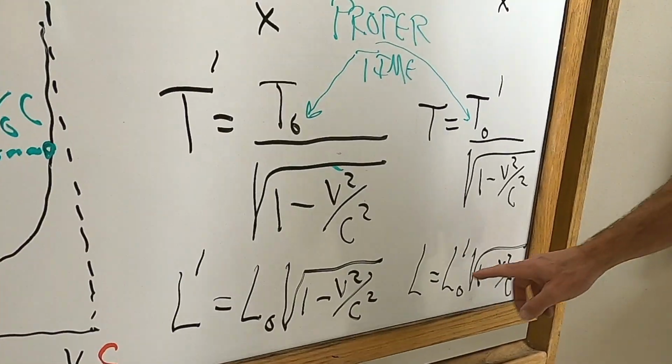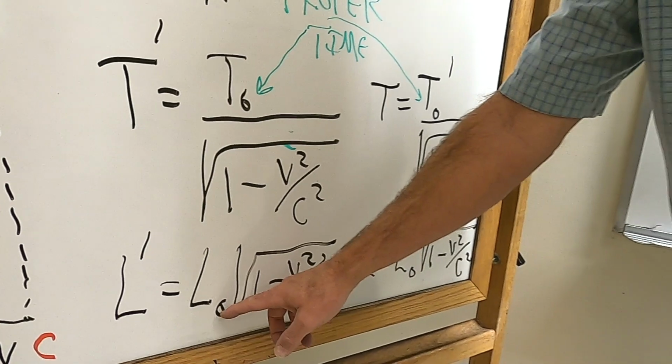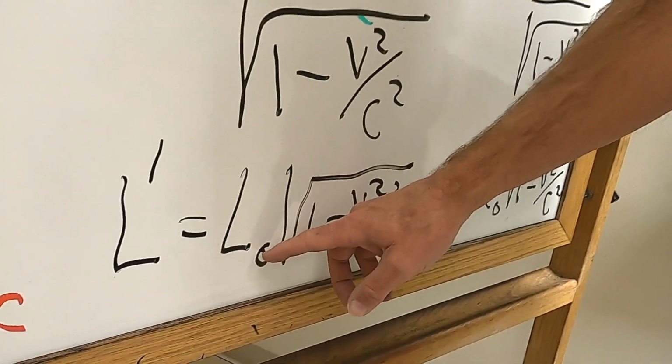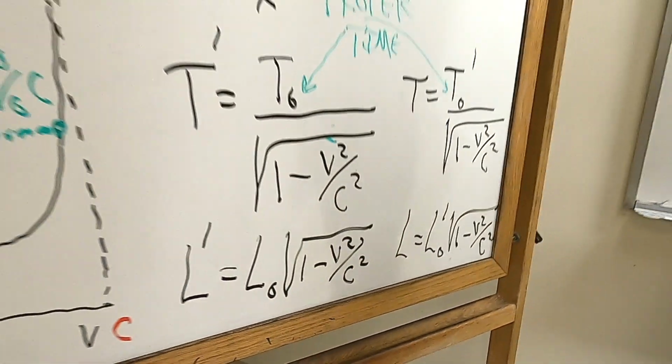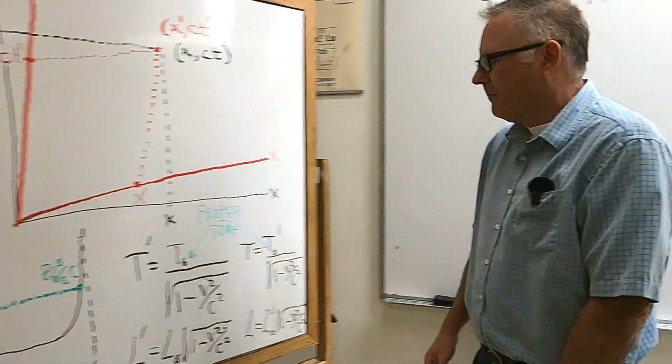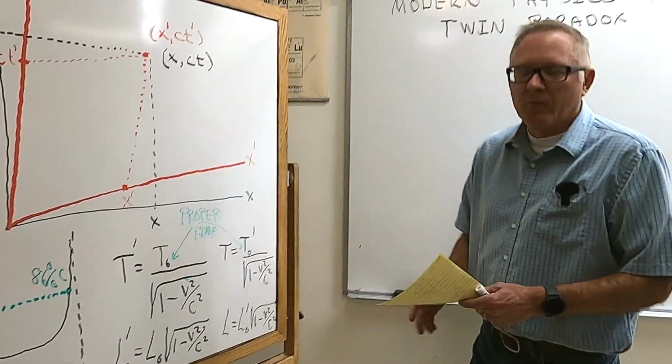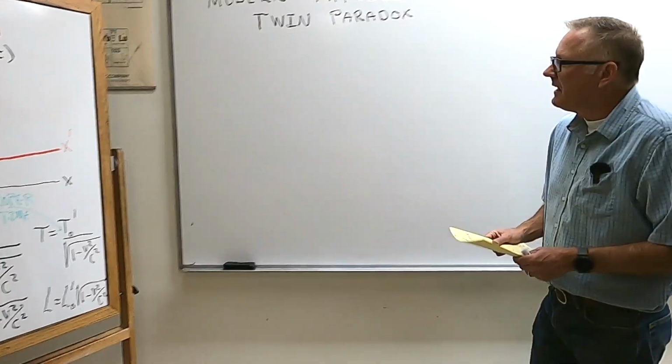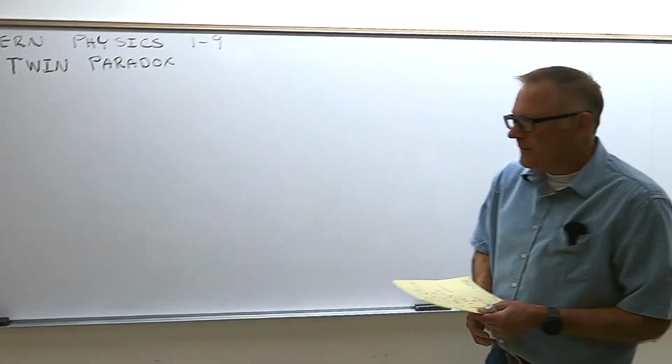Same with the length. We also have a proper length, which is always the longer one right here. So a moving meter stick shrinks by this amount right here. The proper length is the one that's not moving relative to you. Okay, so today I'm going to talk about the twin paradox.